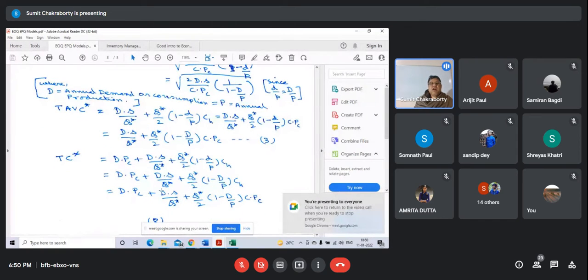So TAVC, now you replace all the Q's with Q star, you get DS by Q star plus Q star by 2 multiplied by 1 minus d by p, CH or CPC. Or if you replace small d and small p with capital D and capital P, you get D by capital P. Similarly for TC, with the rest of the things, you add DPC. That's it. So that's the equation.